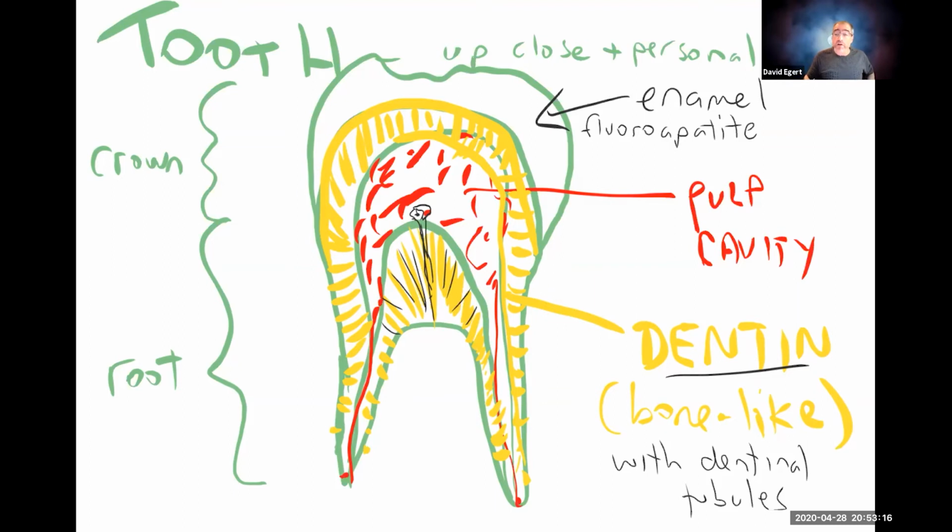Which is even harder than bone. So this makes the crown, the outside crown of your tooth, very abrasion resistant, so it doesn't grind down as you're eating stuff. So that is Mr. Tooth. And now what we're going to do is how the tooth gets anchored into the jaw. So up close and personal.